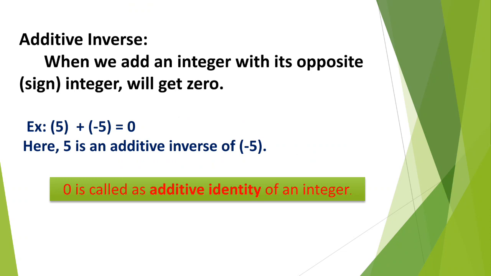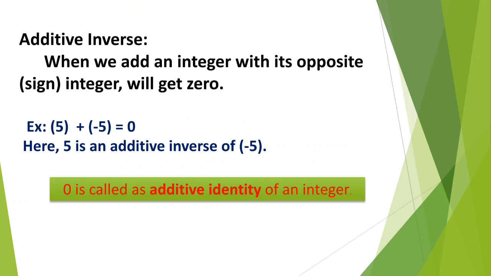Here we can say 5 is an additive inverse of minus 5. What is the general meaning of inverse? Opposite. Like that, here 5 is opposite to minus 5. Like that, minus 5 is also opposite to 5. We can say 5 and minus 5 are additive inverses of each other.